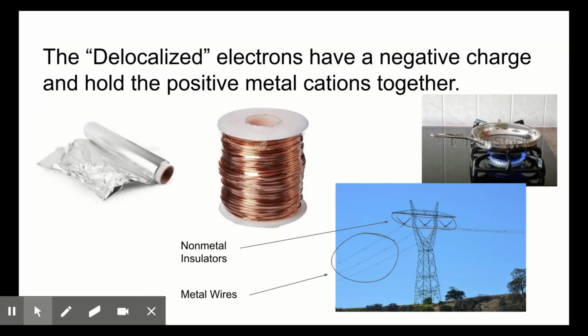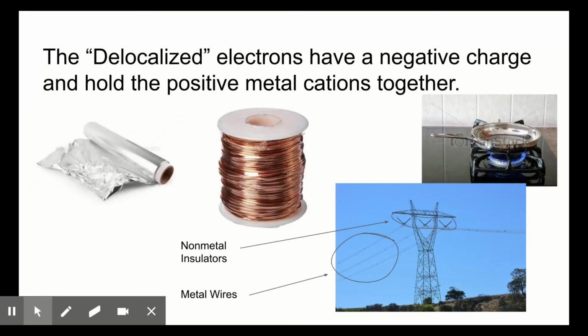So these delocalized electrons that have a negative charge hold the positive cations together, and it gives metals some very, very unique properties. You could flatten them and shape them really easily. So we have aluminum foil, we have copper wire. The electrons are constantly moving around, so it allows them to transfer energy very well.